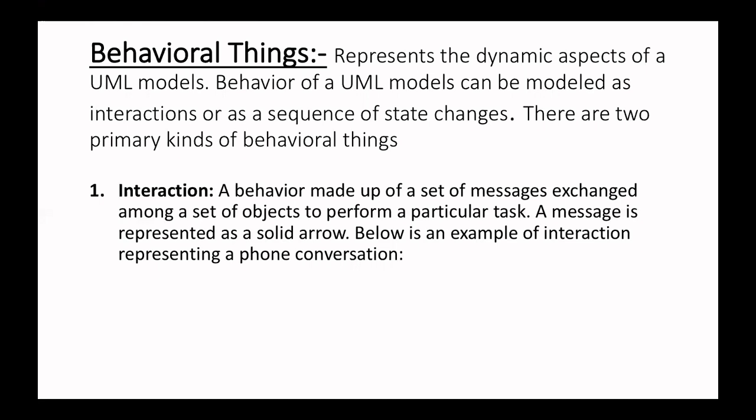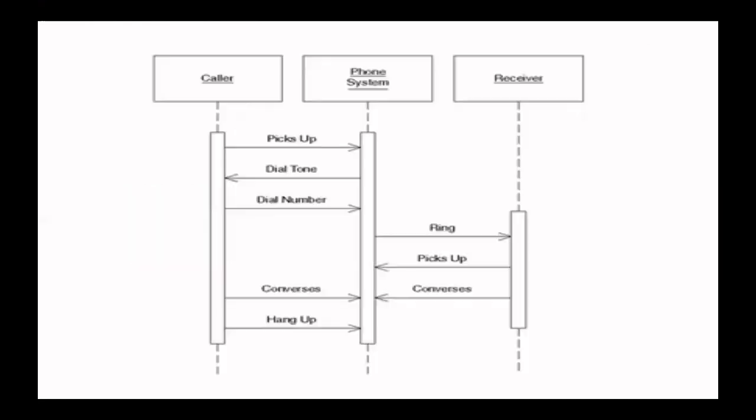Graphically, a message is represented as a directed line, almost always including the name of its operation. A message is represented as a solid arrow. Below is an example of an interaction representing a phone conversation. Here, the arrows show the interaction between the different parties.